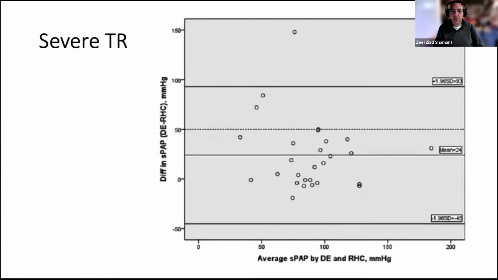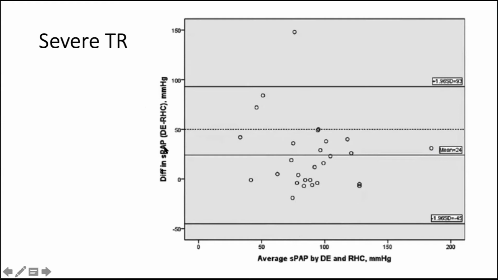This is a study that looked at 177 patients undergoing right heart cath and looked at the difference in systolic pulmonary artery pressure. And these are the folks who had severe TR, a subset of them who had severe TR. In a Bland-Altman plot, you have the difference plotted against the average.